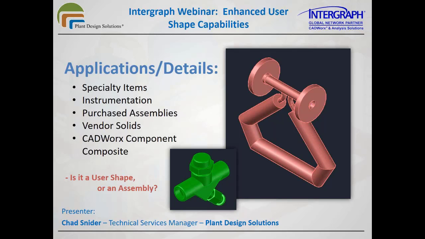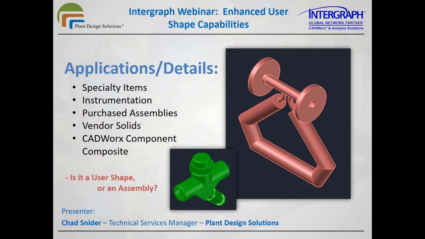Another application for user shapes would be purchased assemblies. Every once in a while I'll get a call and someone will say, hey, we're buying our orifice sets as an assembly. So we only want that to show up on the bill of material one time as a purchased item with a part number. So that's another example of something you can use a user shape for.